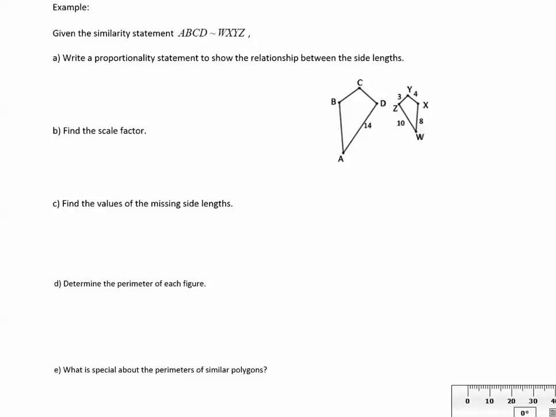Let's take a look at one more example. Given the similarity statement, ABCD is similar to WXYZ, write a proportionality statement to show the relationship between the side lengths. Now notice we don't have all of the side lengths in the bigger polygon, but I don't need them. I've got the similarity statement to refer to.